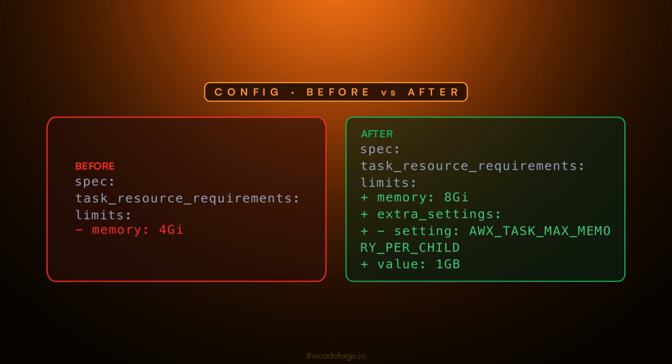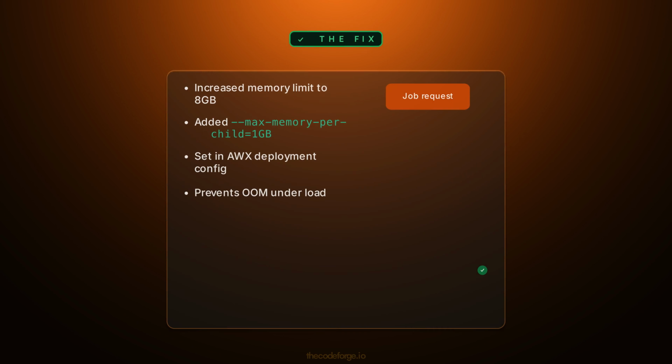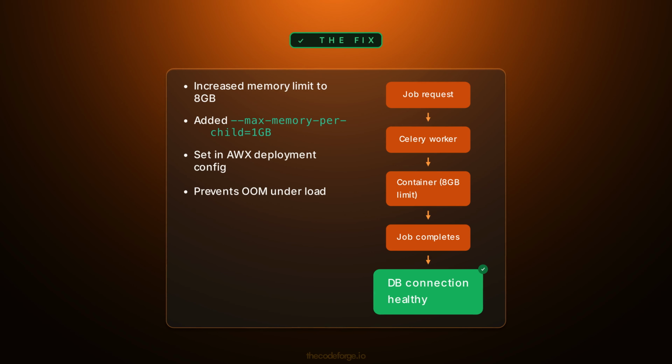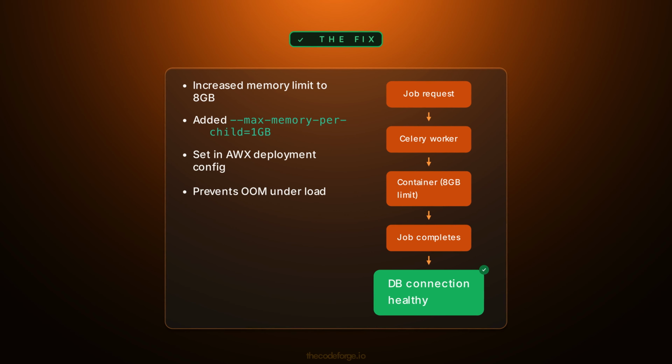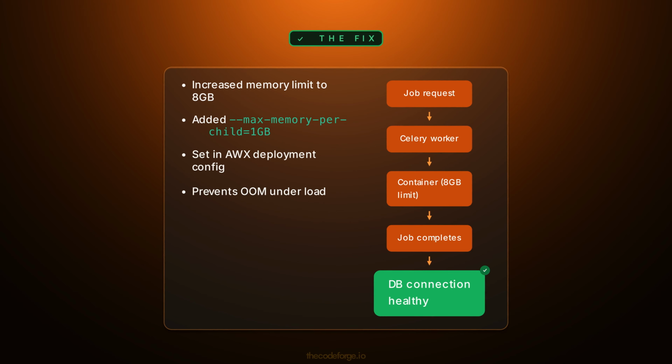The fix was to increase the memory limit to 8 GB and add max-memory-per-child equals 1 GB to the Celery worker args. This prevents any single child process from consuming too much memory.